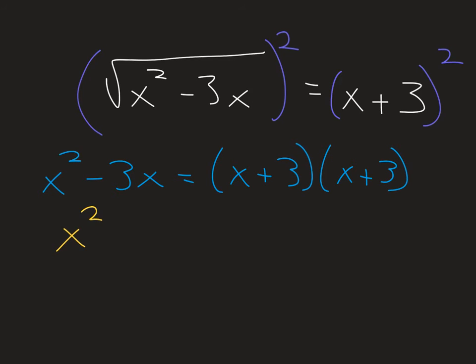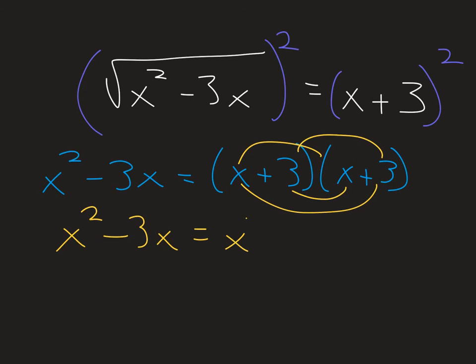So on the left side, we have x squared minus 3x. On the right side, let's make sure we distribute everything correctly. I did that in a bizarre order. So that's going to give me x squared. There's going to be 3x, but that's going to happen twice. And then there's going to be 3 times 3, which is 9. So now we have an equation we can solve.